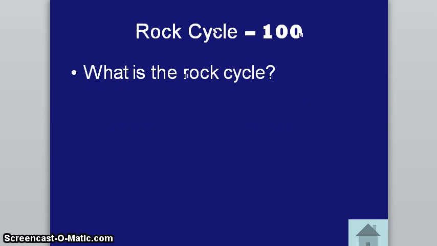The rock cycle is the way that rocks get recycled or changed from one rock type to another.